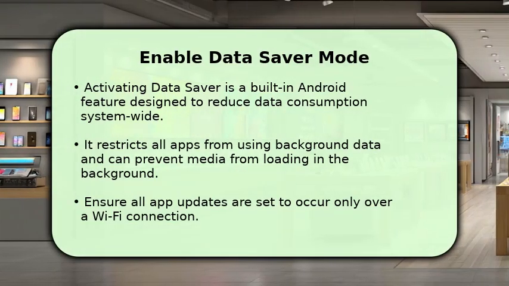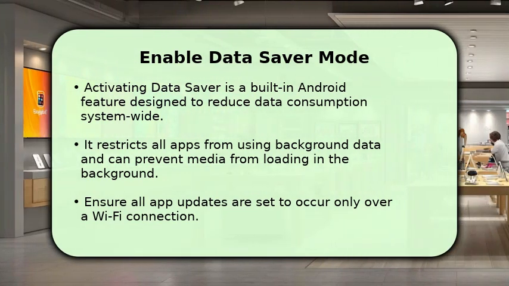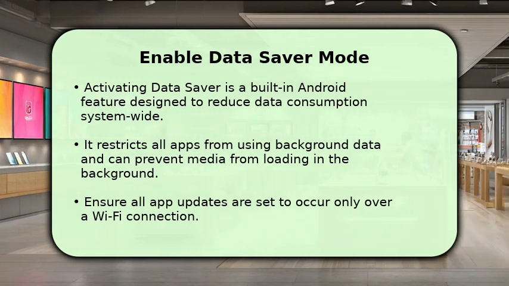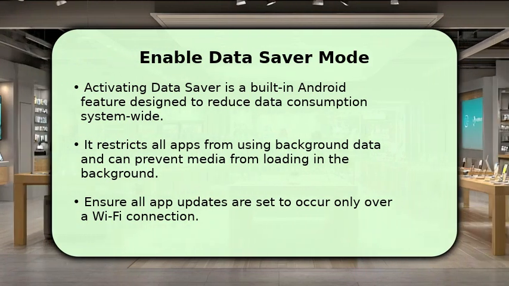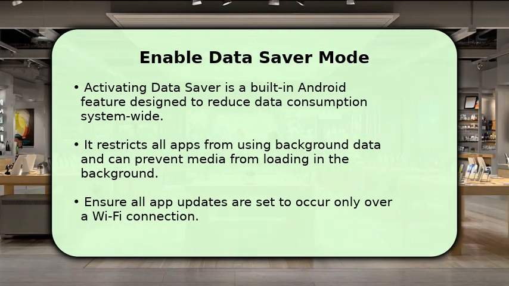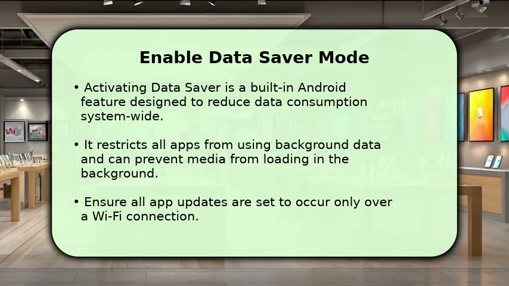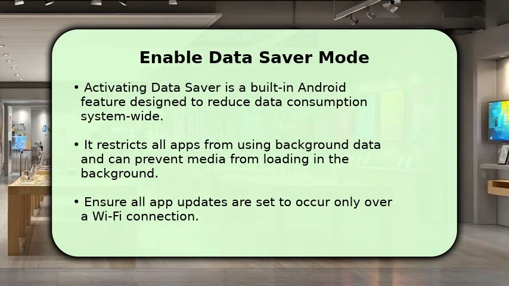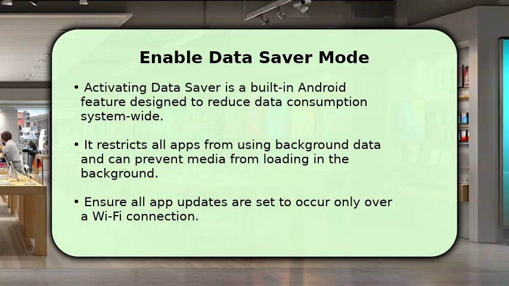Activating your phone's dedicated data saver mode is an effective way to conserve precious megabytes. This system-wide setting limits background data usage for all applications, and it can significantly reduce your overall data consumption. Additionally, always set your apps and your operating system to update only when connected to a Wi-Fi network. This simple step prevents large downloads from eating into your monthly cellular data allowance without you even realizing it.